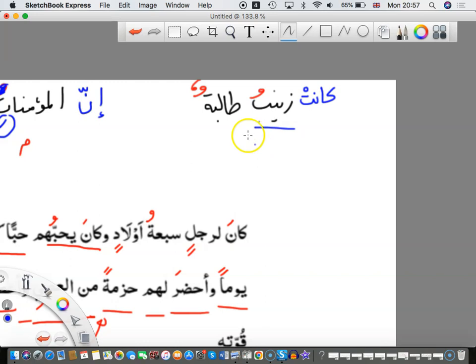Talibatan. Shabash, well done. Talibatan. Why is that? Anyone know? What's the rule? The khabar of kana has to be mansoob. That's it. That's all you have to write. The khabar of kana has to be mansoob.